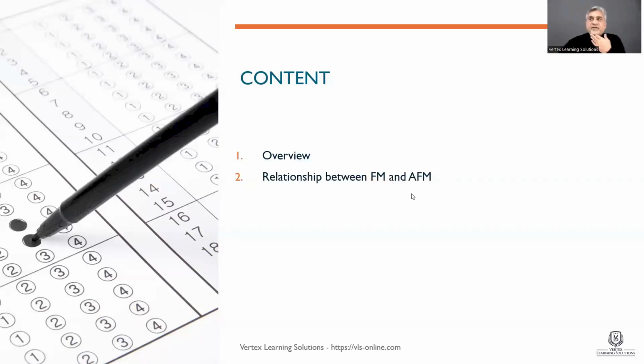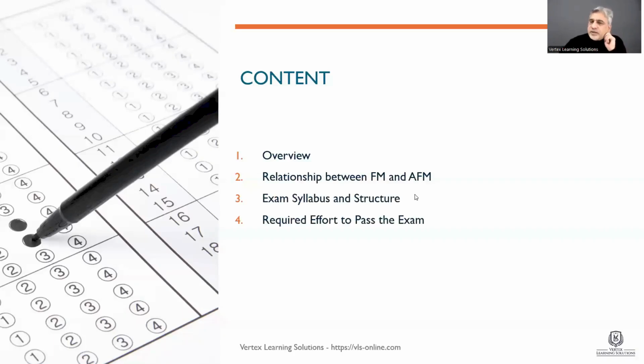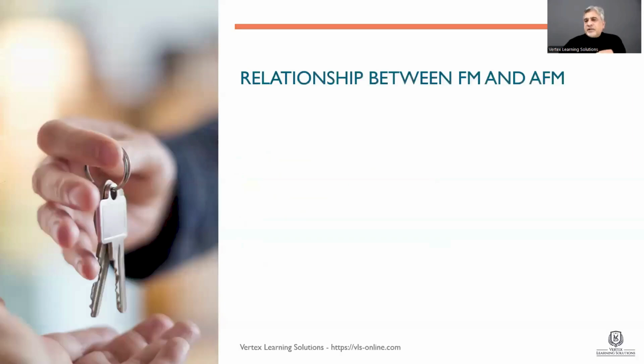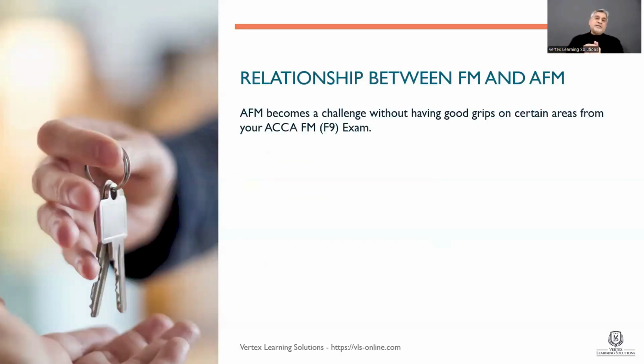Relationship between FM and AFM, yes, because what happens, okay, let me go back and show it from here. The relationship between FM and AFM: they are actually quite closely related. I know that AA and AAA are related, F7 and SBR are related, TX and ATX are related, and similarly, FM and AFM are related.